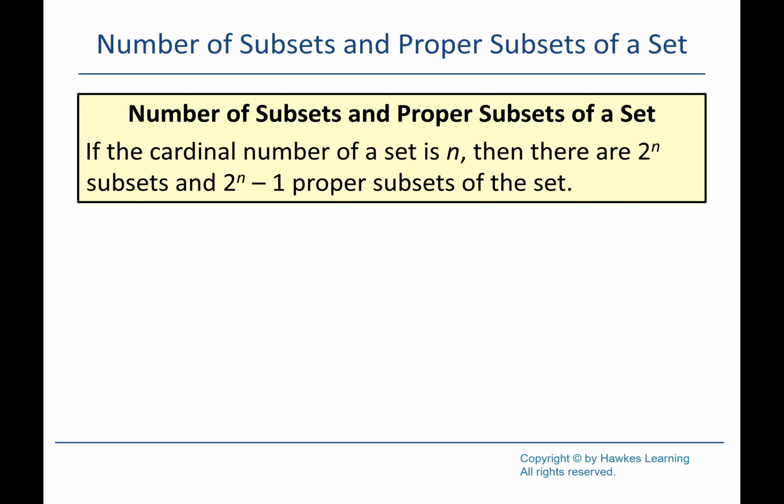Since we were doing proper subsets, we have to leave one out. When we're doing proper subsets, we have to leave out the possibility we get the same set again, right? So we have to subtract 1 from that. We get 2 to the n minus 1 proper subsets.